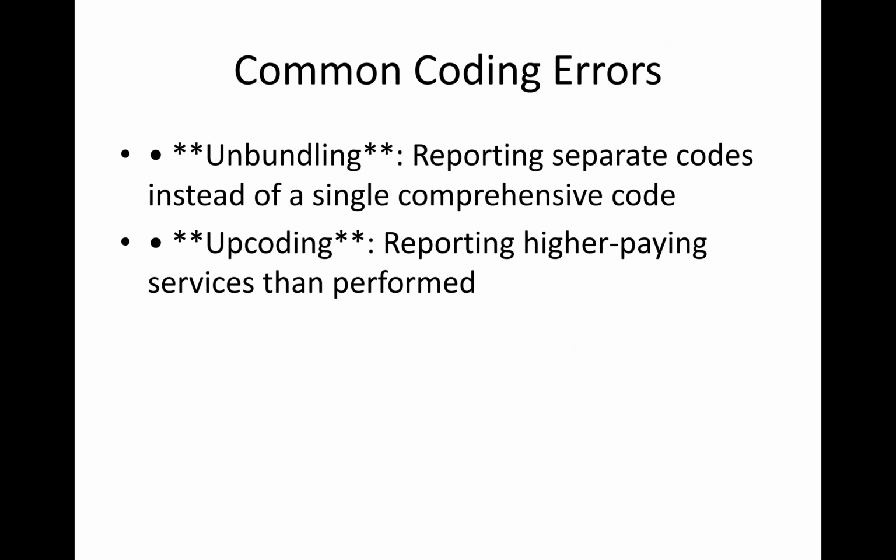Common coding errors that we talk about in HIM 260: unbundling. In other words, we're reporting separate codes instead of a single comprehensive code that covers the entire episode of care. And then upcoding, so we're reporting higher paying services than performed. And we always think of these as happening in the fee-for-service world. They actually are very common with Medicare Advantage plans that we talked about earlier. So people will submit, instead of history of cancer, they'll code it as active disease and submit it, and then the claim will get denied.